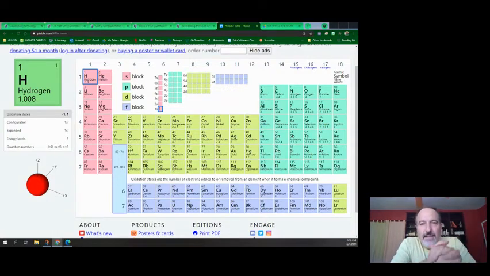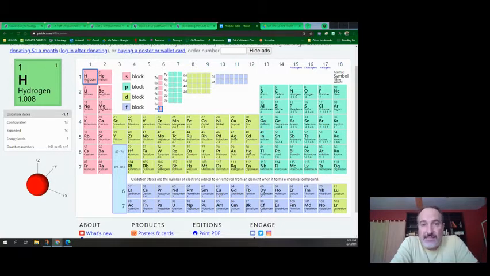Hi, today we're going to be talking about how to write electron configurations. Now, I'm going to be showing you guys a nifty little shortcut that hopefully will make this whole Aufbau principle and Hund's rule and all of that as simple as possible, okay?